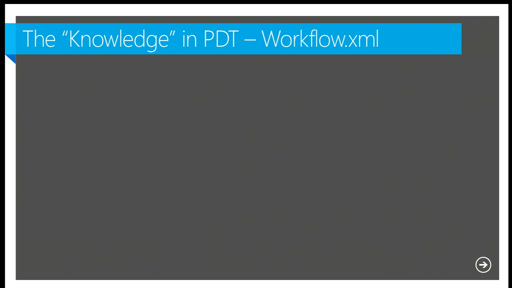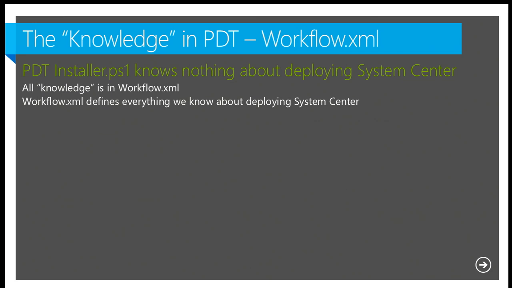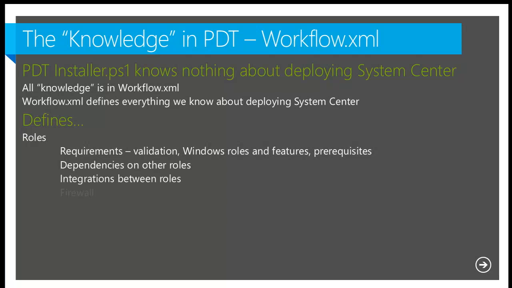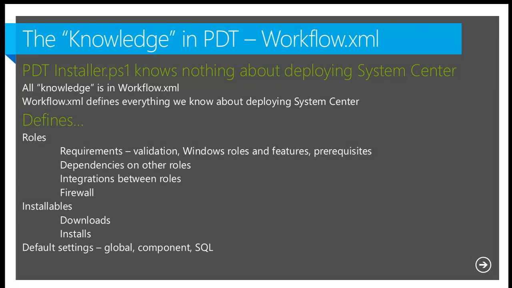All of the information, all the knowledge about how System Center gets deployed is in Workflow XML. The PDT installer itself knows nothing about System Center. All it knows is how to do all those things on that previous slide. All the knowledge is embedded in this XML. It is essentially everything that we know about how System Center gets deployed. And it's very, very structured. And it's actually kind of an interesting reference to how to do certain things. It defines roles. System Center is 7 components, but honestly, the components don't really matter. What matters are roles, right?